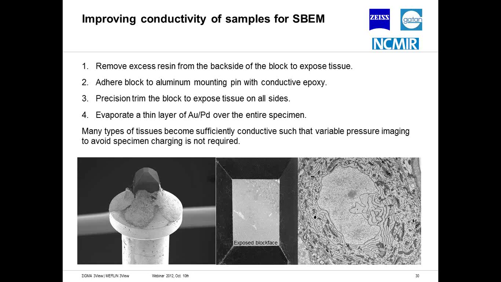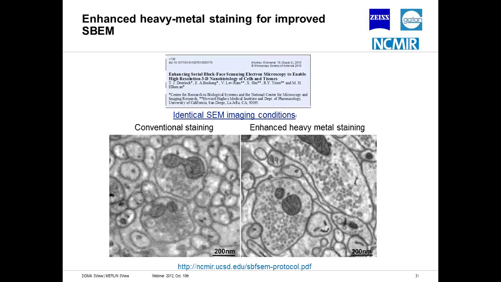And the results are pretty impressive. Under identical imaging conditions, if you compare the image of the conventionally stained sample on the left with the enhanced staining on the right, and as I said, same microscope conditions, the image quality is dramatically improved to the point where you can even easily see synaptic vesicles. And as I said, this protocol was introduced at M&M in 2010, and the link to it is right here at the bottom, and it is still active.